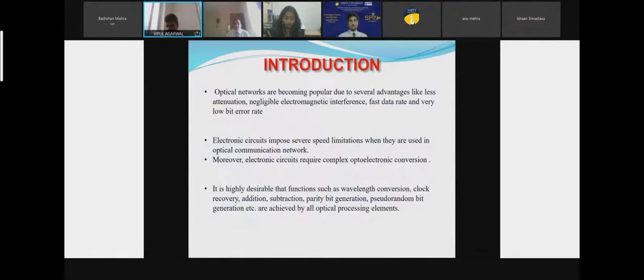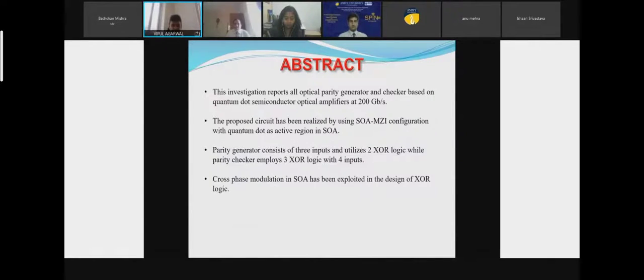I will be moving fast as we have only 12 minutes. So this is the abstract. What we have done in this paper is we have simulated optical parity generator and checker at 200 Gbps. And as you know, the basic building block of a parity generator is XOR logic. So we have designed XOR logic, and then implemented the same to design the parity generator and checker. Now the point to be noted here is the data rate is 200 Gbps, which is very high.